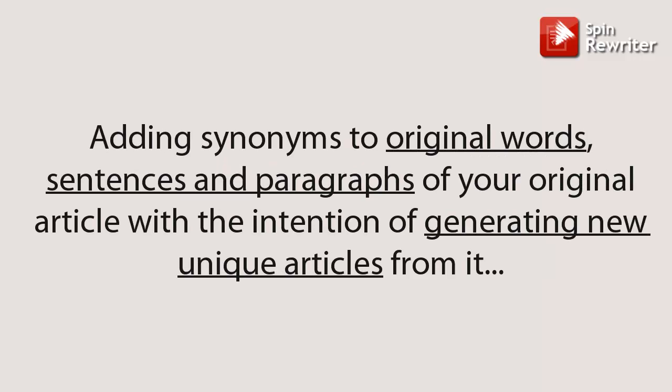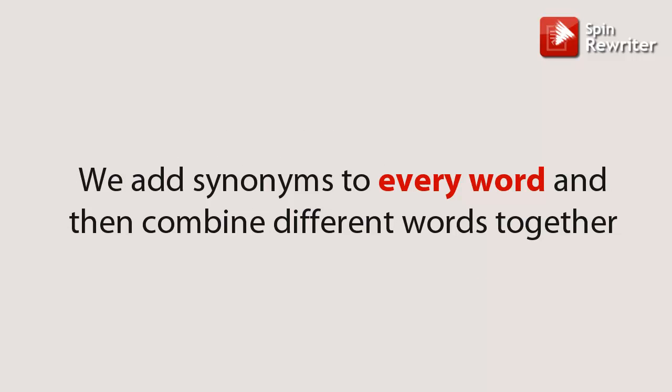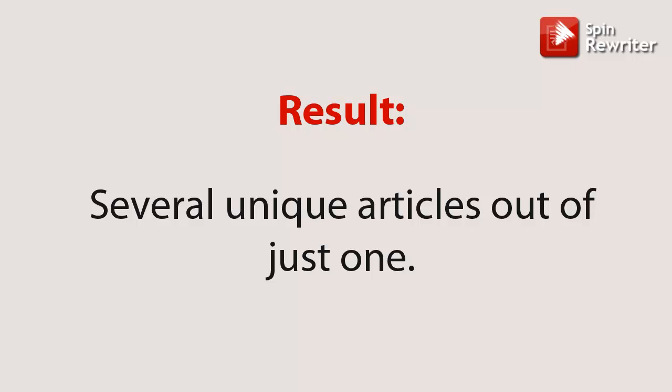Simply put, article spinning means adding synonyms to original words, sentences, and paragraphs of your original article with the intention of generating new unique articles from it. So, what we do is we add synonyms to every word and then combine different words together. This way we get several unique articles out of just one.